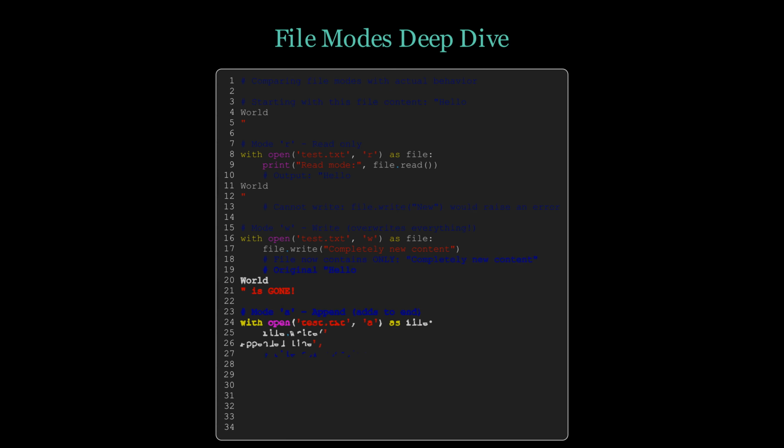This example shows exactly how each mode behaves. Read mode only allows reading. Write mode completely overwrites the file, so use with caution. Append mode safely adds to the end. The r+ mode allows both reading and writing without truncating. But writing happens at the current position, which can overwrite existing content if you're not careful.